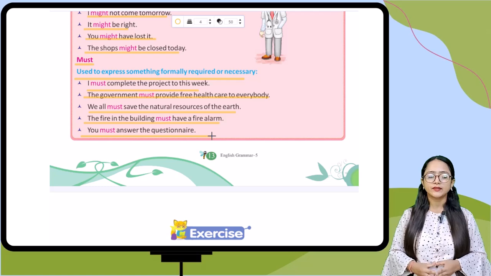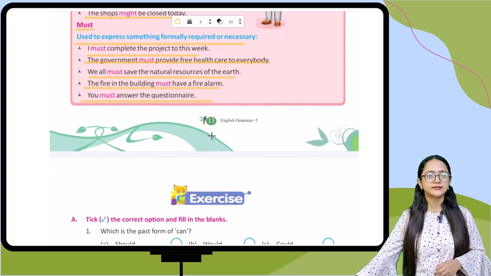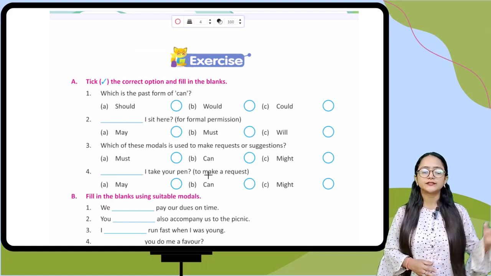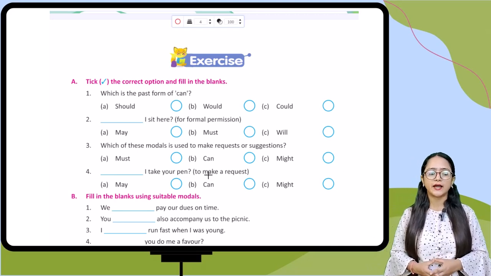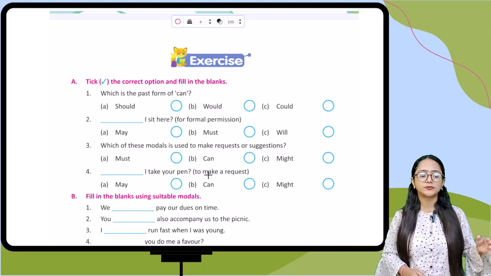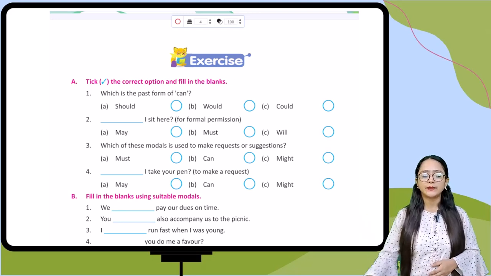Now students, let's move into the exercise part. First question is, tick the correct option, fill in the blanks. First one, which is the past form of can? Options are should, would, could. Can's past form is could, so you have to take could.